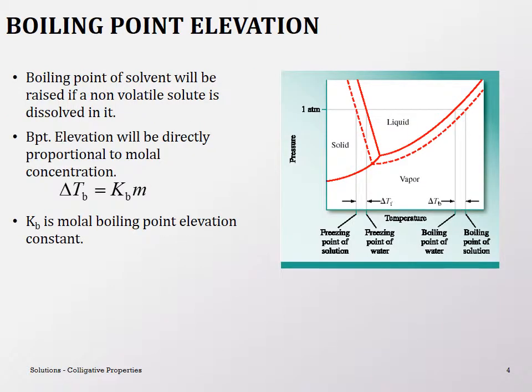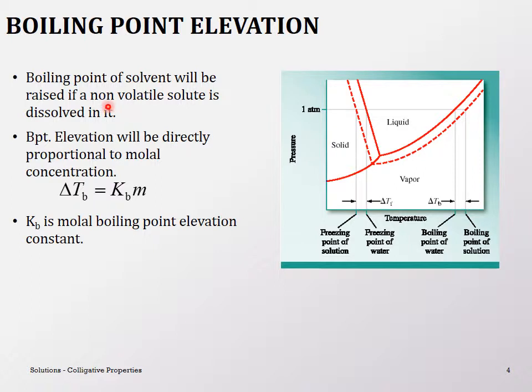So I said in the beginning to you that there are two changes that will happen when you have a solute dissolved in a solvent, or actually three things. The vapor pressure will change. With the vapor pressure changing, you will have a change in the boiling point also. So they're kind of related to each other. And then the freezing point, okay, that will also change. So let's look at the first one here, boiling point elevation.